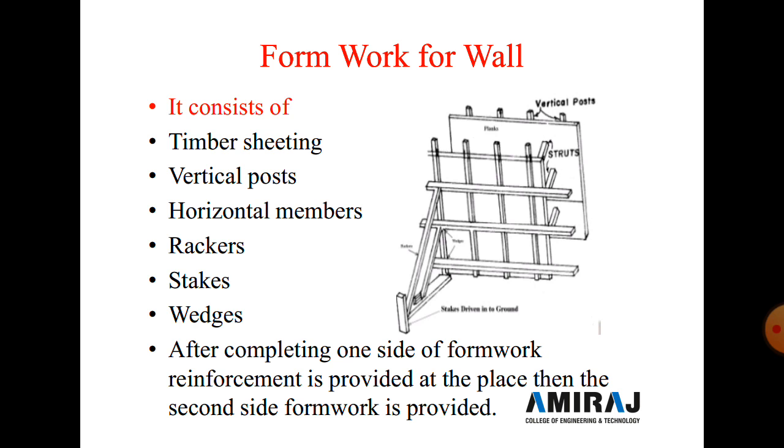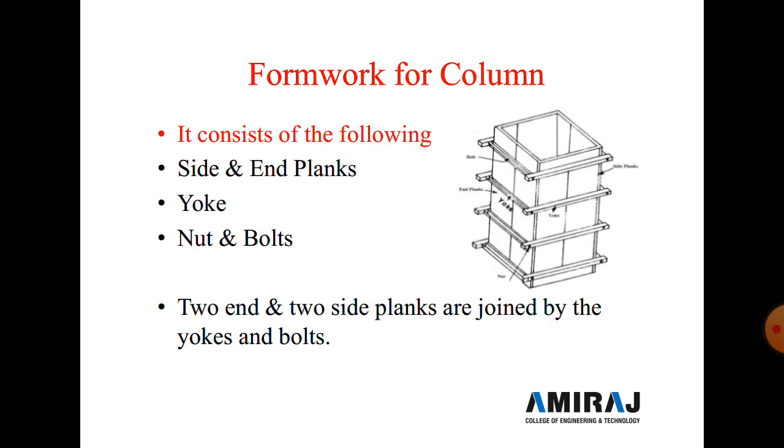Then after we discuss the second point, which is formwork for a column. So here it consists of the following: side and end planks. So wooden plank is compulsory required. Then after, yoke is required to fix the plank, and nut and bolt for fixing the formwork. So here two end and two side planks are joined by the yoke and bolt.